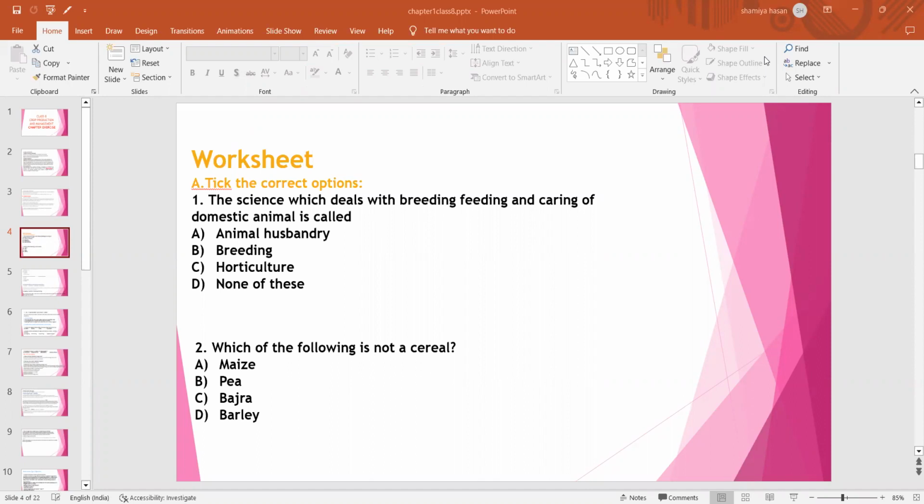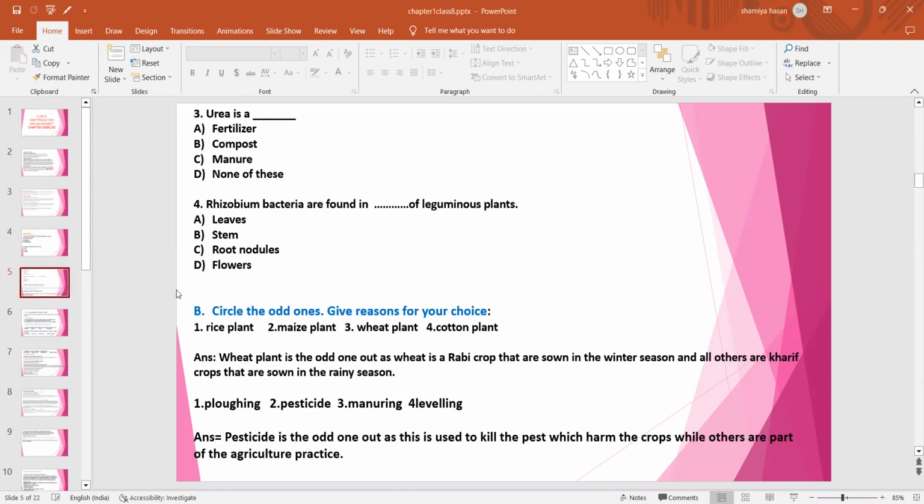The science which deals with breeding, feeding, and caring of domestic animals is called animal husbandry. Which of the following is not a cereal? Maize, pea, bajra, and barley. Sorry, barley. It is pea. Then next we have: what is urea? Fertilizer, compost, manure, none of these. So urea is a fertilizer.